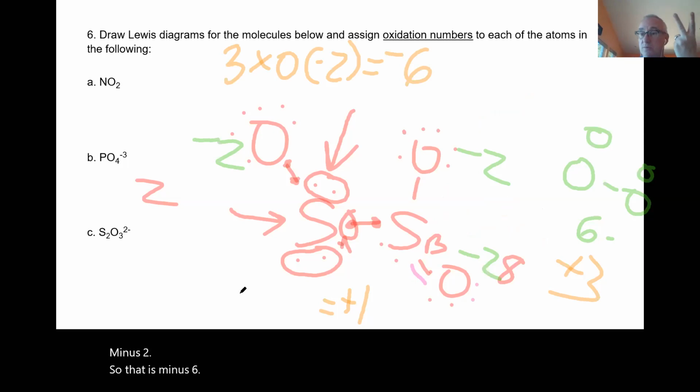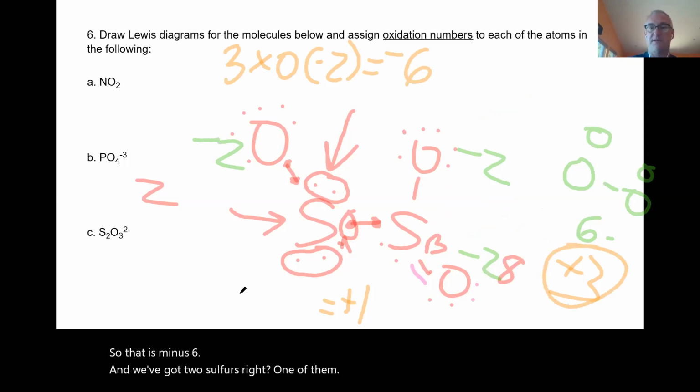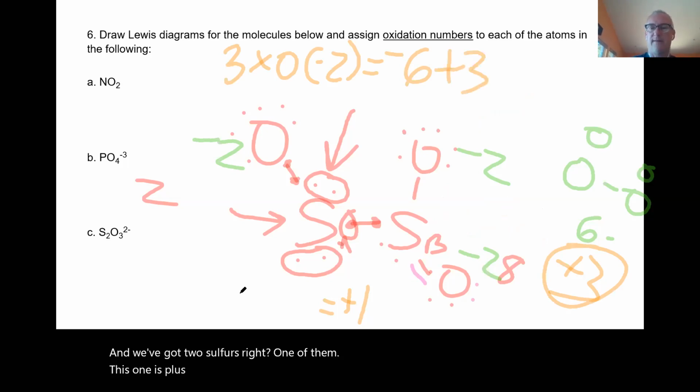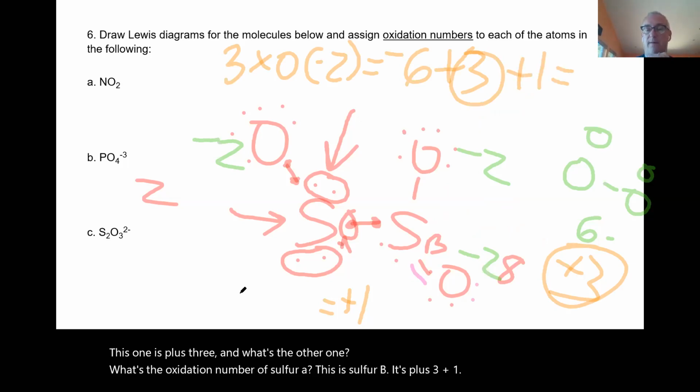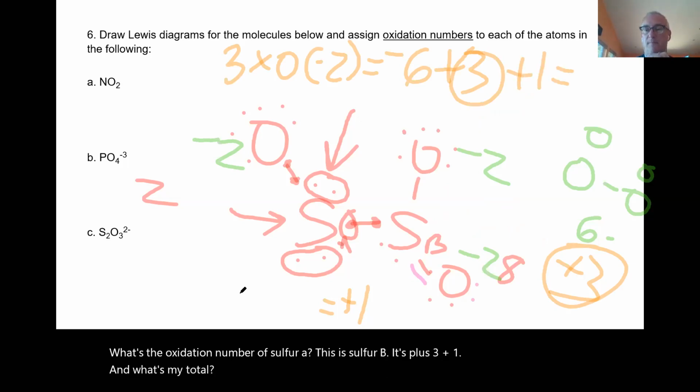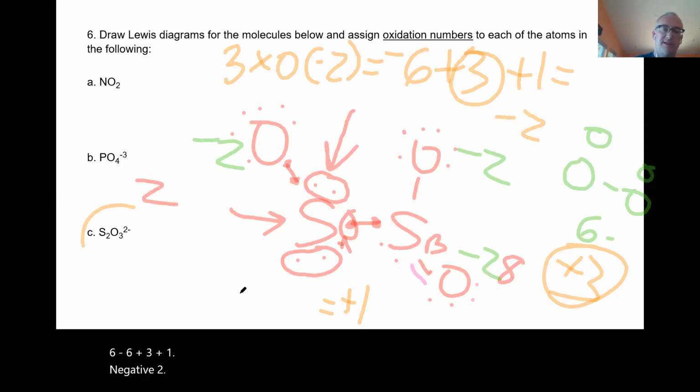And we've got 2 sulfurs, right? One of them, this one, is +3. And what's the other one? What's the oxidation number of sulfur A? This is sulfur B, it's +3, +1. And what's my total? -6 +3 +1 is -2, which is the charge. So we did that right.